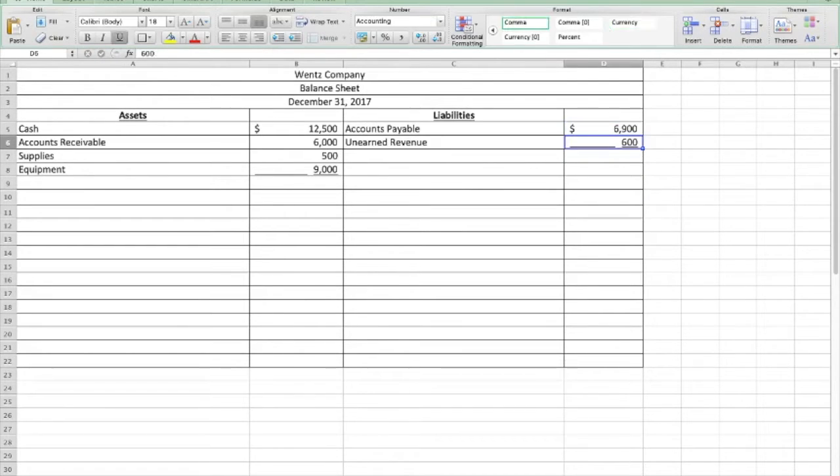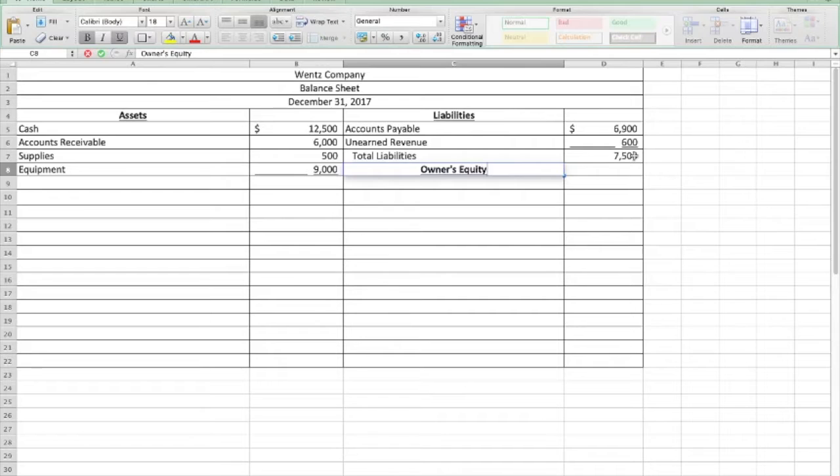Now because I have two liabilities here, I do need to create a new total for myself called total liabilities. Sorry, it looks like I spelled that wrong. Try that one more time. There we go. Total liabilities is simply $6,900 plus $600, for a total of $7,500. On the next line, I want to say owner's equity.